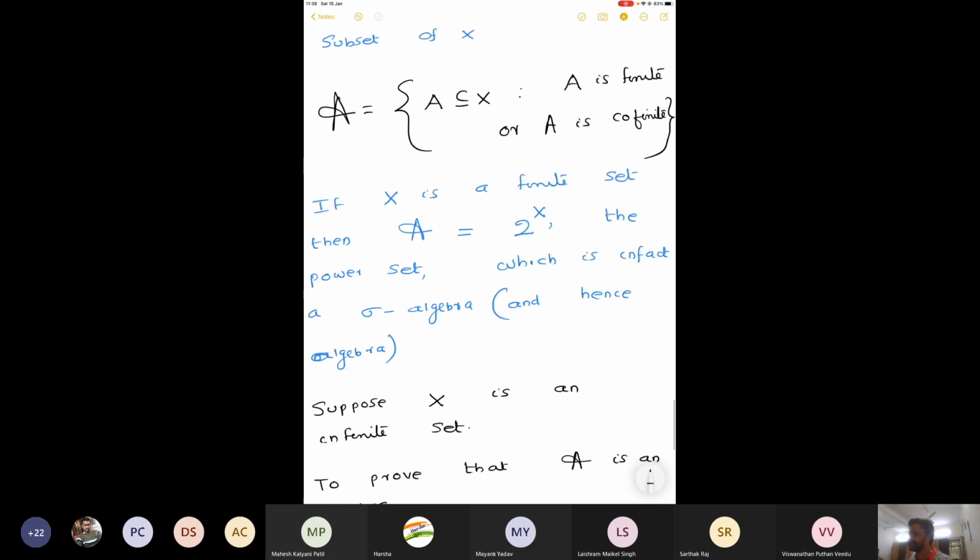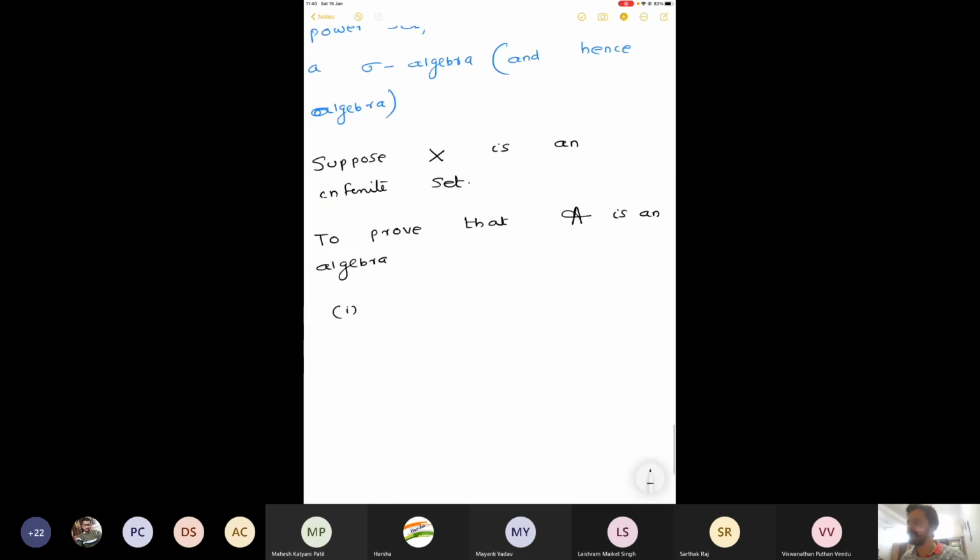Do you see it? Full set X is in A. How does it follow? Its complement is finite. For a set to be in A, either it should be finite or its complement should be finite.